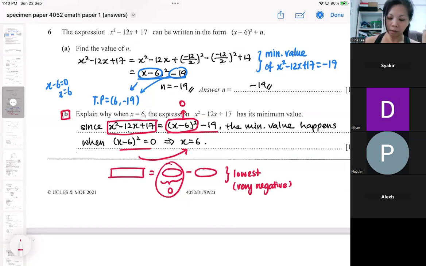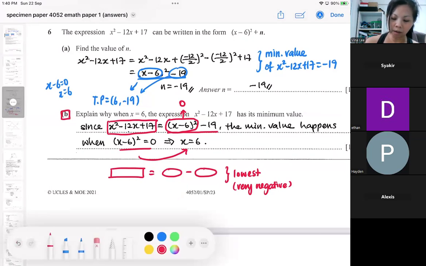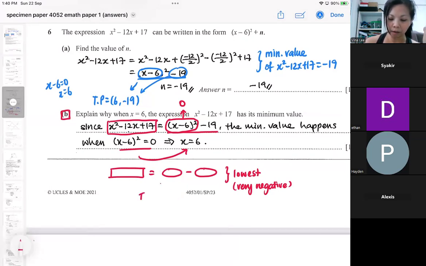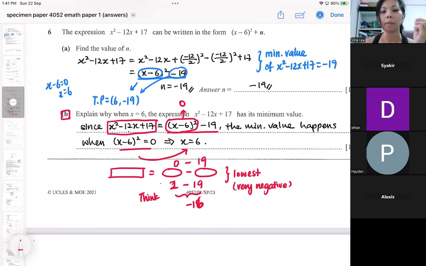So subsequently, if you are thinking, why must it be a 0? You can imagine, if this is not a 0, you just think. If this is a 1, 1 minus 19 will give you minus 18. Or maybe this is a 2, it gives you minus 16. But it will never get to the lowest. The lowest will be when you get 0 minus 19. So that means you need to make the square a 0, and that's how you get x equal to 6.